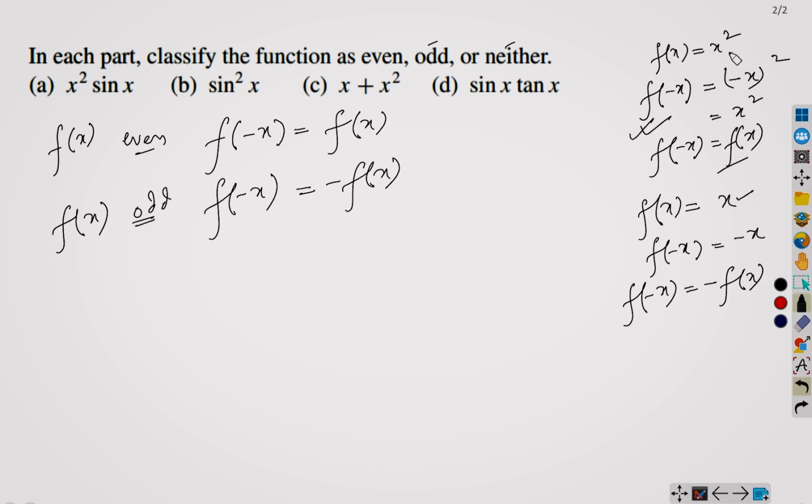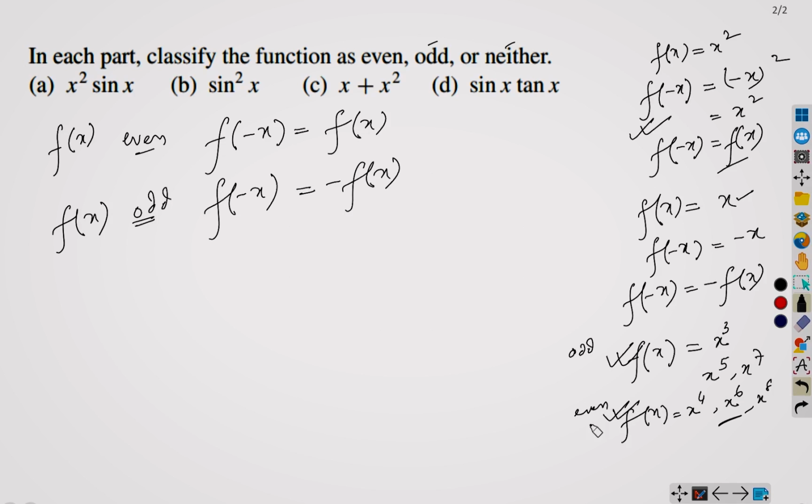f of x equals x squared is an even function. Or else you can also prove, or you can even try it at home, that any function of odd power, say x cube or x5 or x7, these are all odd functions. You can check it by yourself. And any function of even power, x to the power 4, x to the power 6, 8, these are all even functions. Okay, this is an odd function, this is an even function.